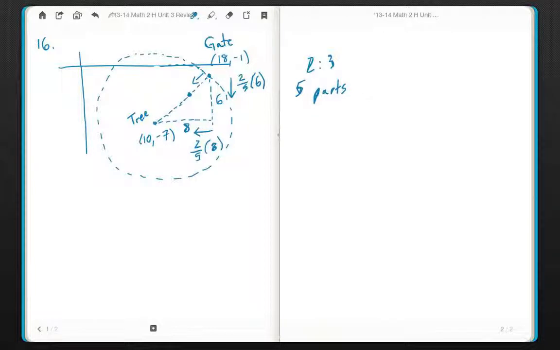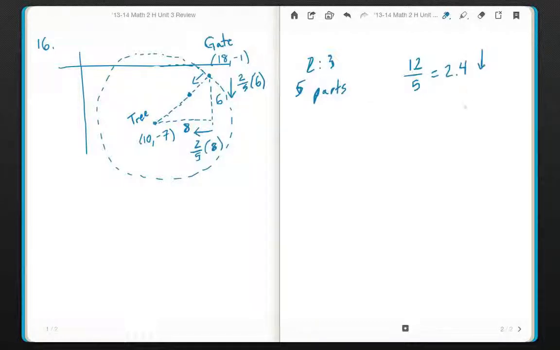So we just simply need to figure out how far this is. If you have a calculator, this is very simple. Just do 2/5 times 6, and that gives you 12/5 or 2.4. So that's how far we need to go down from our gate. And then if I do 2/5 of 8, that gives me 16/5, which translates to 3.2. That's how far I need to go to the left of the gate. Okay? So if you imagine we're starting here at the gate, coming down 2.4 and going to the left 3.2, and that will put us at our partitioning point.